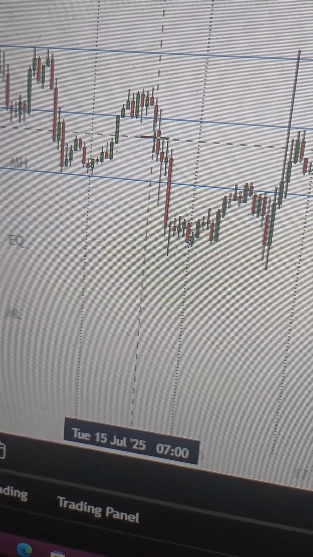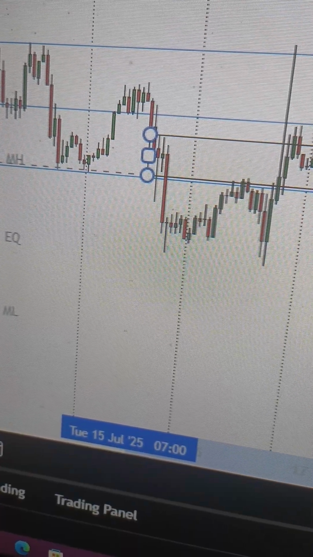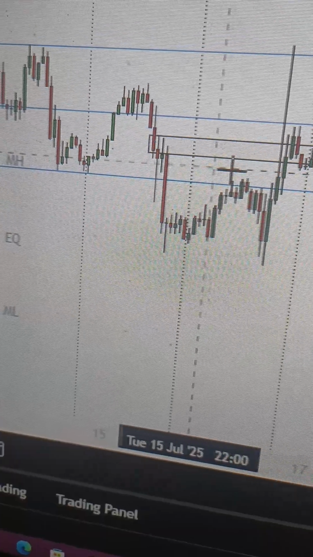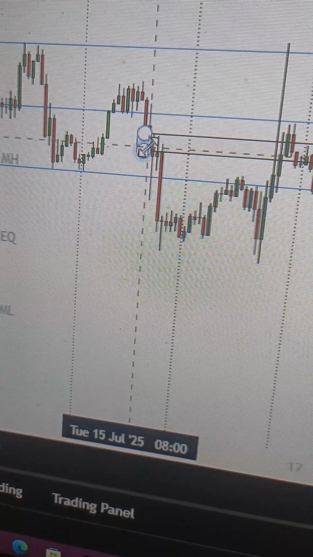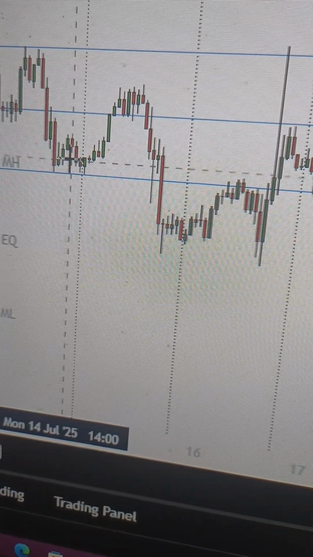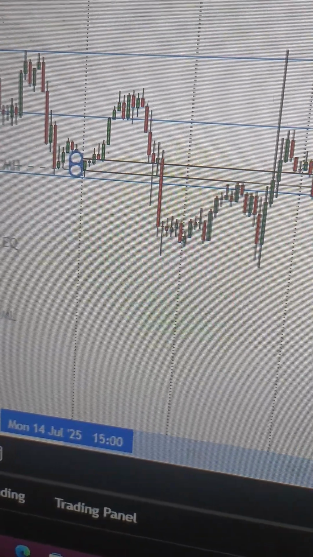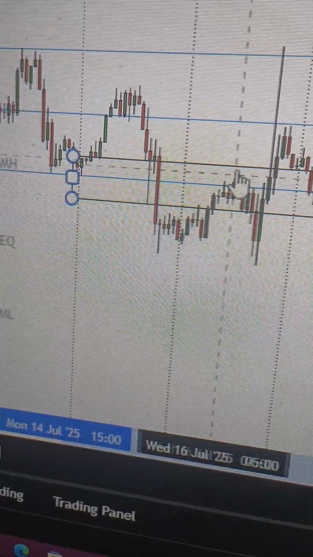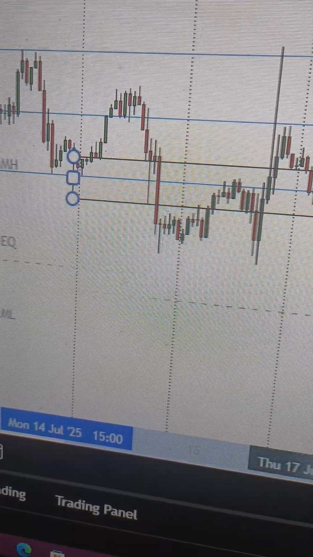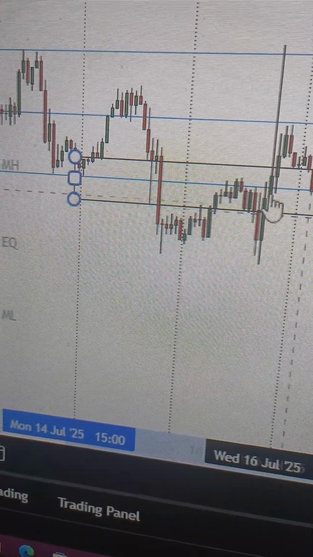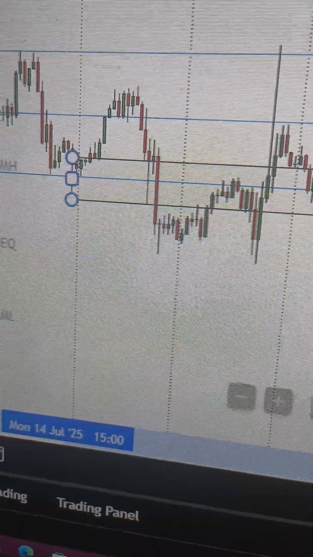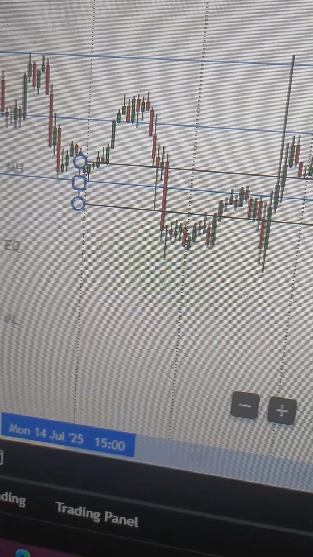I don't use OB, so I use support and resistance. So this will be my zone. This will be my first zone, which is the support and resistance. I would be looking to sell from this point. I would be looking for sales at that point.